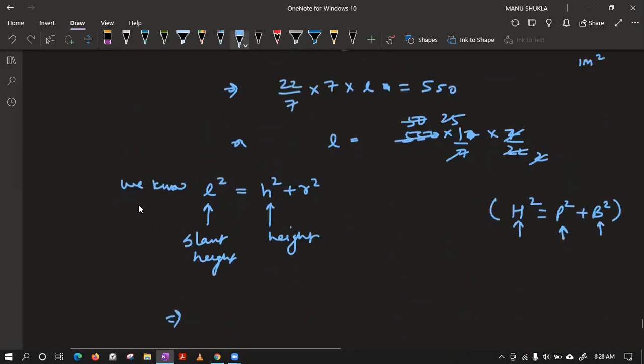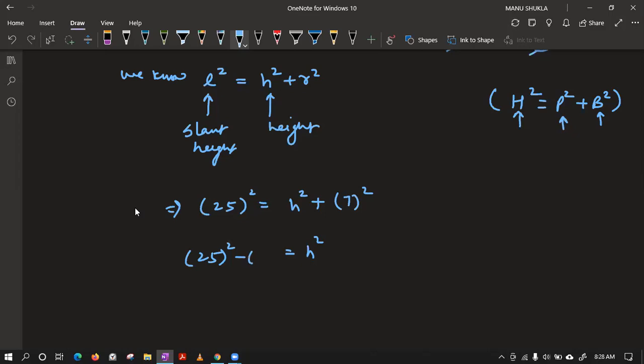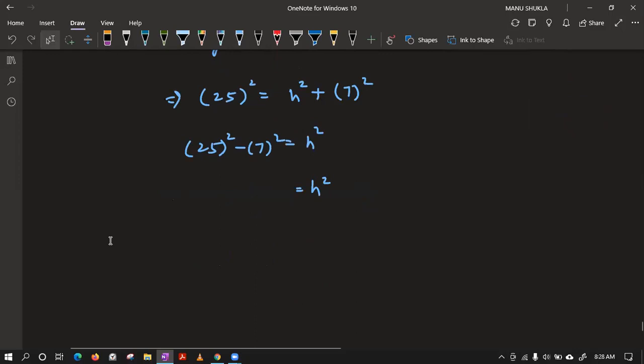L square is how much? L is 25. So put the values. 25 square is equal to h square plus, I think r is 7, so 7 square. H square will be how much? 25 square minus 7 square. Again, if you know the squares of these, it is fine. If you don't know the squares, better you go for the formula a plus b, a minus b. So 25 plus 7 will be how much? It will be 32, and 25 minus 7 will be 18.